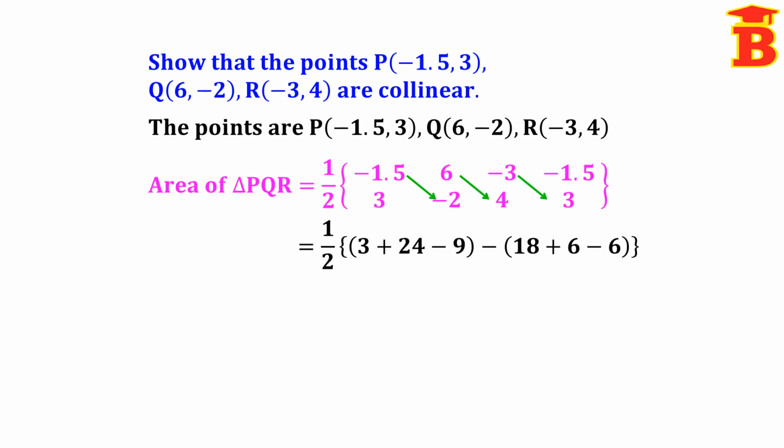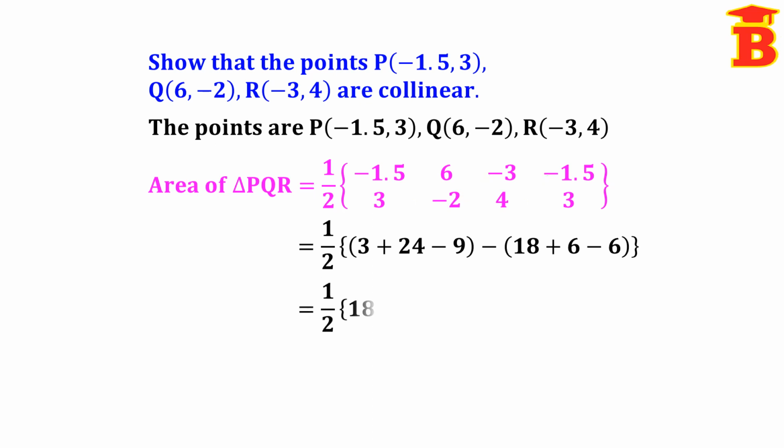minus second bracket left multiplication, that is 6 into 3, 18, minus 3 into minus 2 plus 6, minus 1.5 into 4 minus 6.